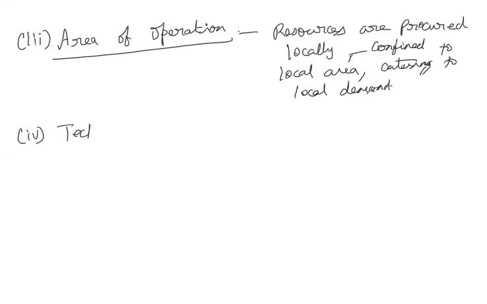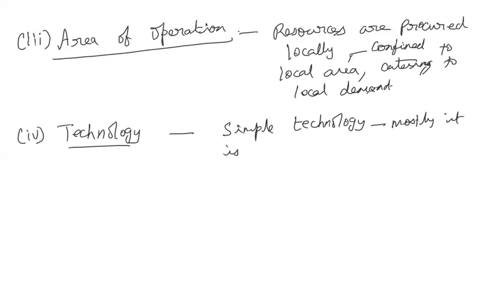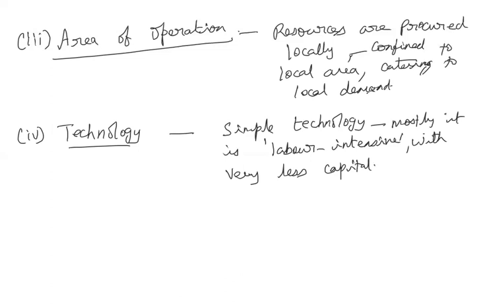And then when it comes to technology, most of the small scale industries use only simple technology. They don't use the sophisticated technology used by the large scale industries. They use simple technology, and mostly it is labor intensive. It is more labor oriented, giving a huge amount of employment with very little capital. The major portion of their operation is done by the labor force, so it is manually operated. That is the type of technology they are using.